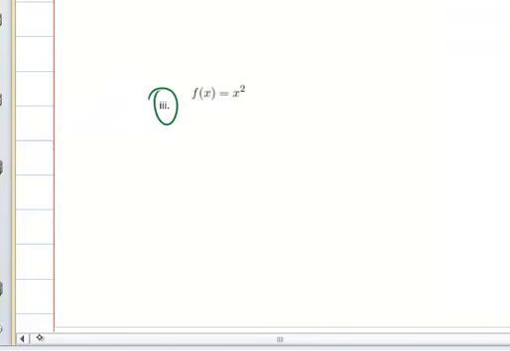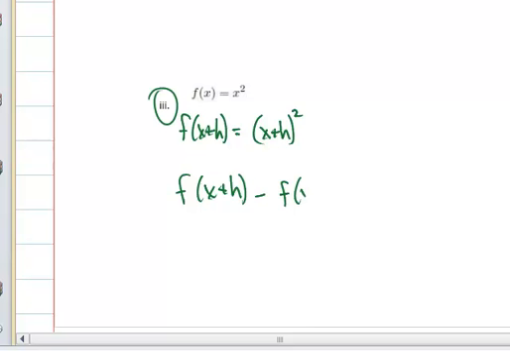The next one is just the regular squared function. This will actually be easier than the last one because it doesn't really require working with fractions. So f of x plus h for this one will be just x plus h squared. Now when we put this into the difference quotient formula, I'll write out the formula: f of x plus h minus f of x all over h. So I'm going to put the first part in.